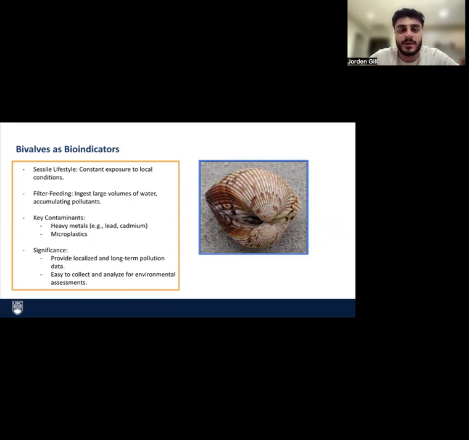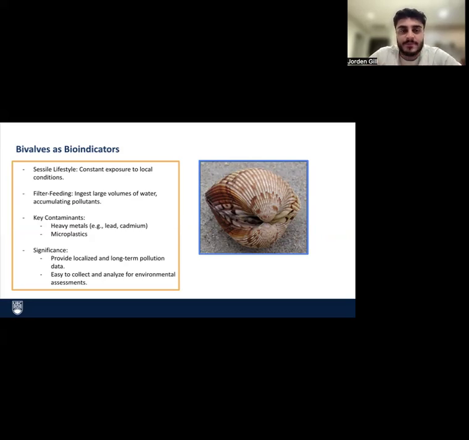Also, their filter feeding behavior allows them to process large volumes of water, which means they naturally ingest many contaminants present in the environment. Common pollutants found in bivalves include heavy metals, such as lead, and also microplastics. These contaminants accumulate in their tissues over time through a process called bioaccumulation, but we'll talk more on that later. This makes bivalves not just short-term indicators, but also valuable for understanding long-term pollution trends.